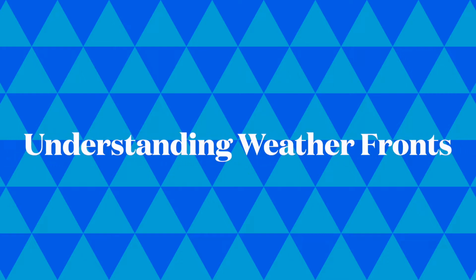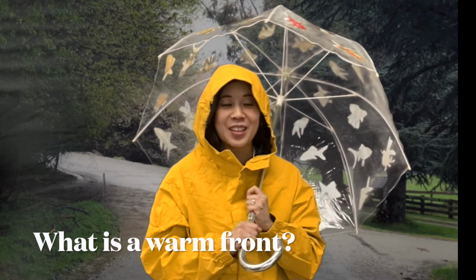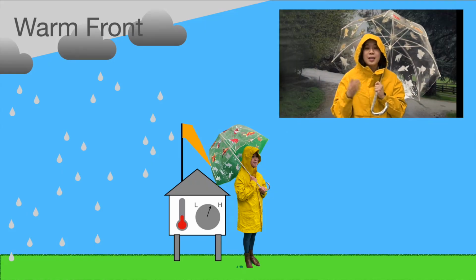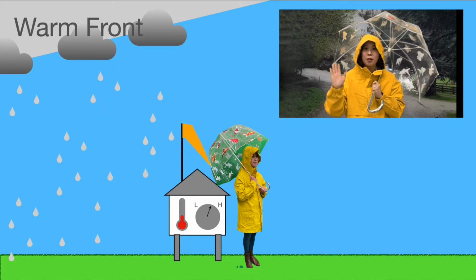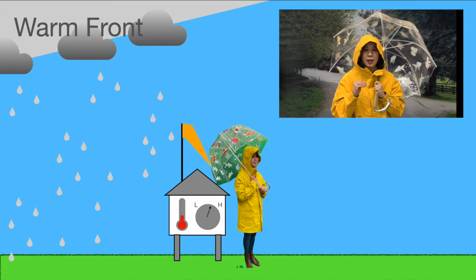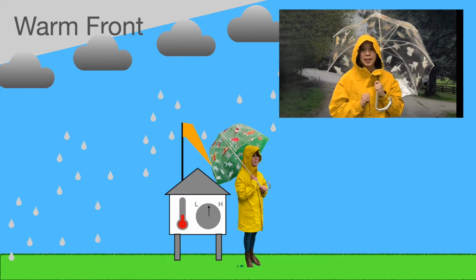A weather front is a boundary between two air masses that have different properties such as temperature and humidity. When warm air moves into cold air, this is called a warm front. That warm air is less dense than the cold air, so it floats up and over the cold air and then spreads out like a blanket of clouds.